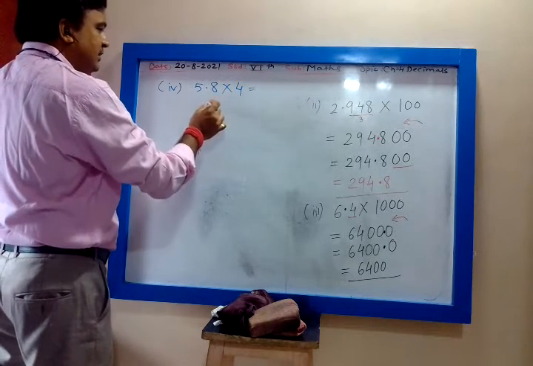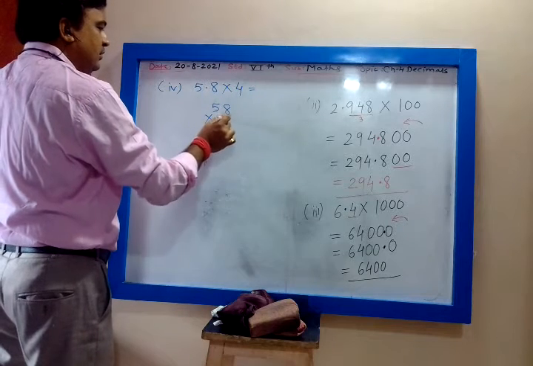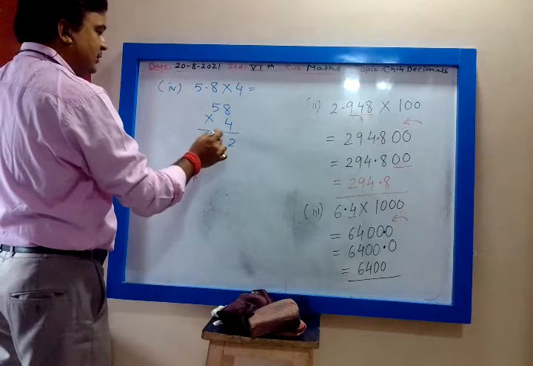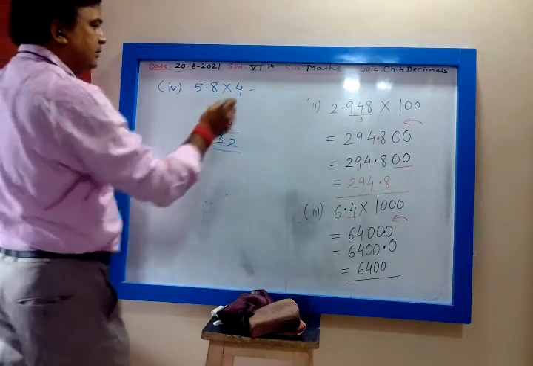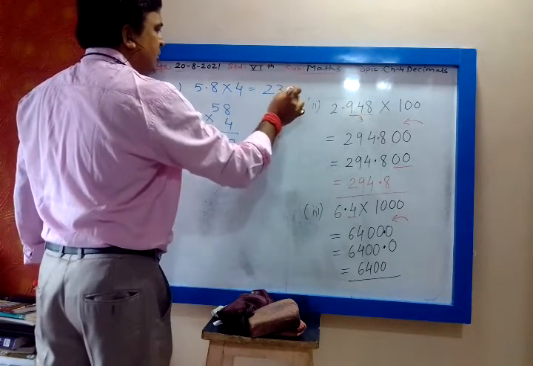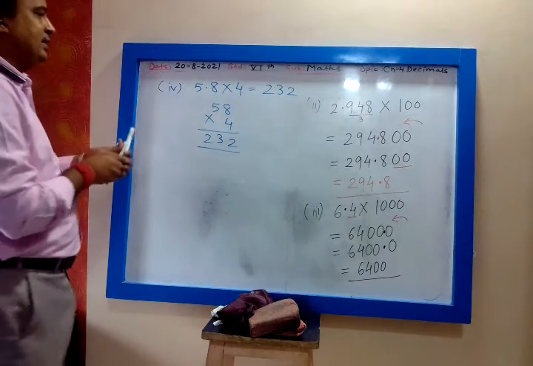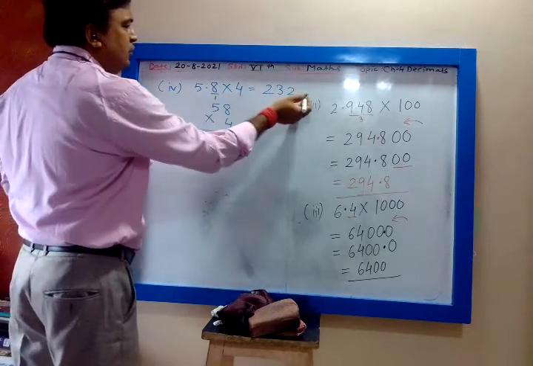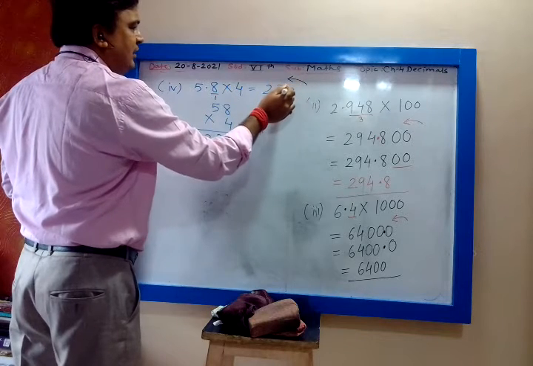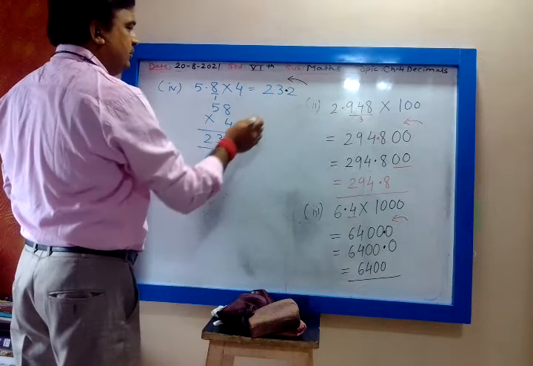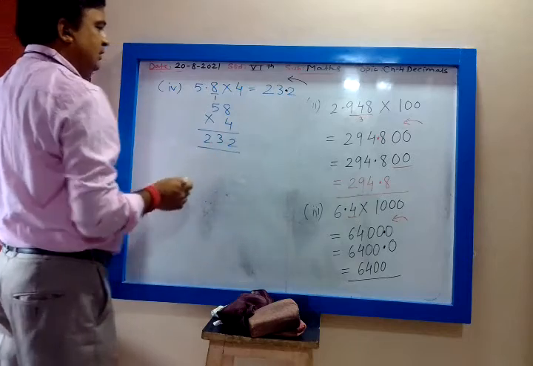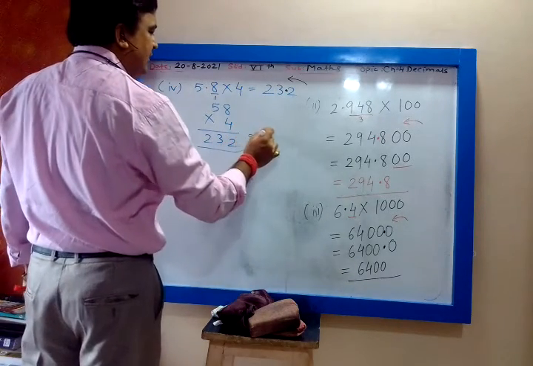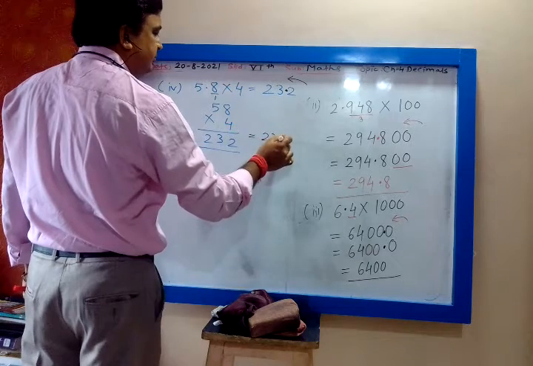So we remove the decimal. That is 58 multiplied by 4. 4 8s are 32. 5 4s are 20 plus 3, 23. The answer is 232. Okay. Now you have to place the decimal from the right. How many places are decimal? 1. So move from the right and place the decimal after 1 digit: 23.2. 23.2 is the answer. Okay.